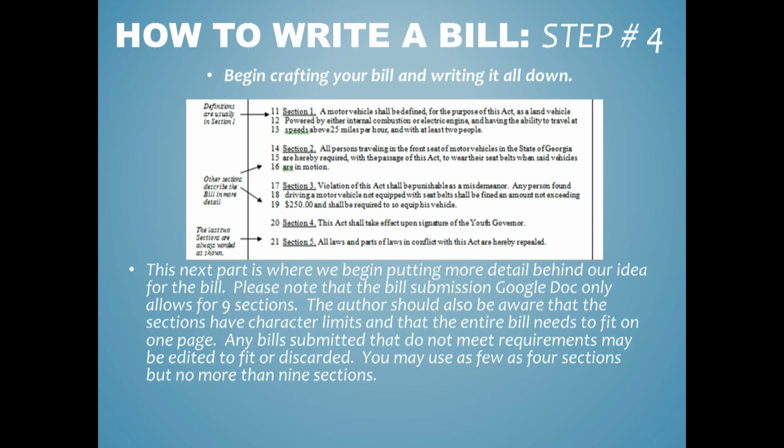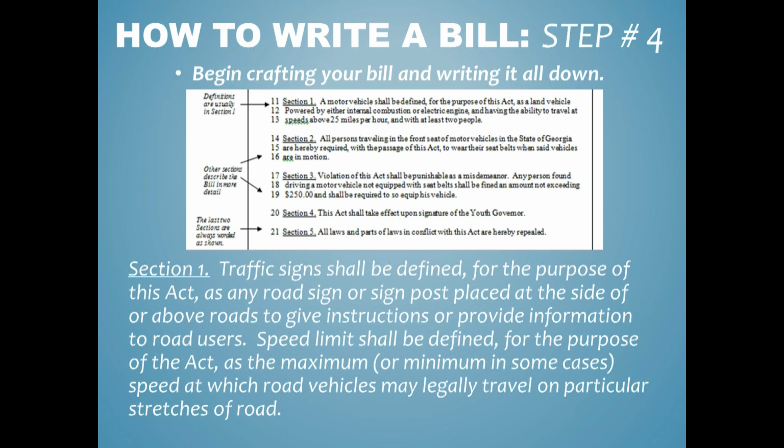Every single bill should have a minimum of 4 sections. The first section should always be defining terms related to your bill, and then there should be at least 1 section that has information that supports the idea behind your bill. And then the final 2 sections, which you'll see in the next slides, are always the same. So you have 9 sections, so you need to make sure that you're prepared in spreading the information for your bill in between those 9 sections. So let's look at Section 1.